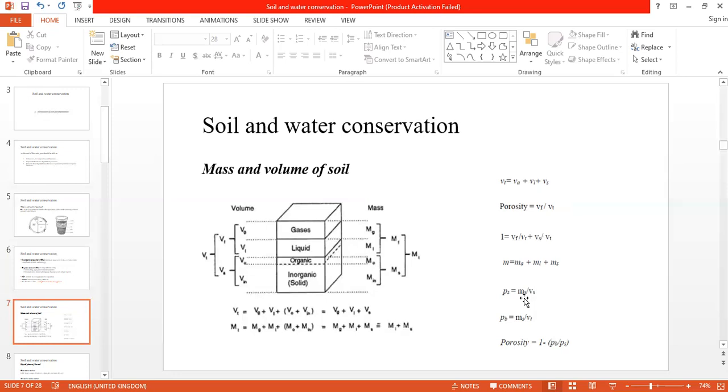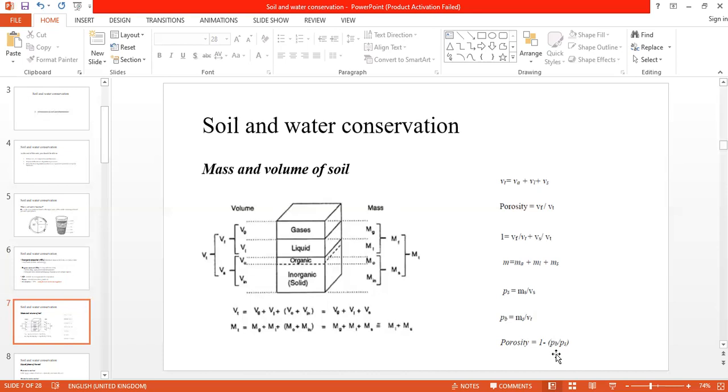So the difference is that here it's the volume of the solid phase, and here it's the volume of the total soil. These two parameters we can now combine, because we said porosity is the volume of pores relative to total volume. We want to relate the mass of the soil and the volume of water and air, which is the porosity.